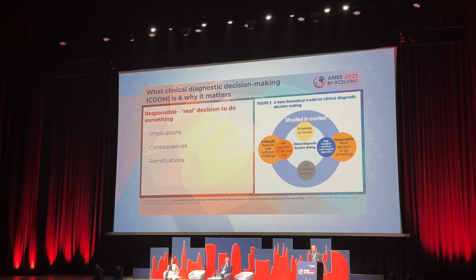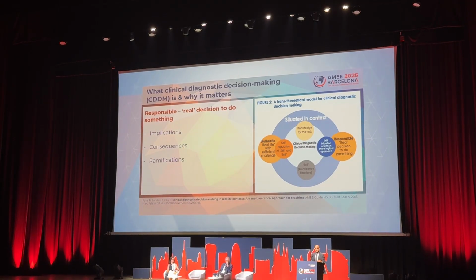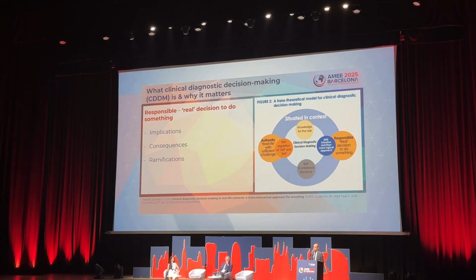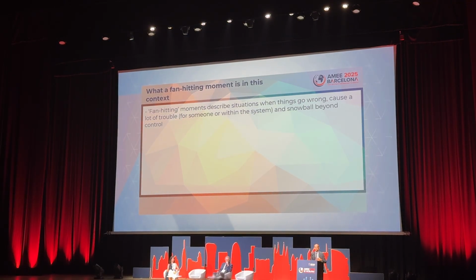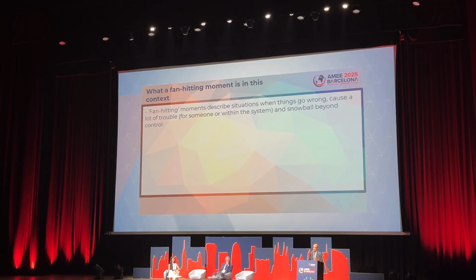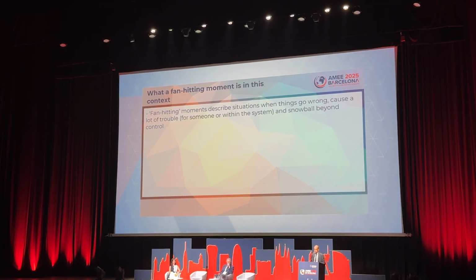Again, if AI is performing part of that task, that is now causing confusion, and it is a cause of concern for those of us in the profession. What happens when things go wrong? So fan-hitting moments describe situations, as I said, when things go wrong, but then they cause trouble for a person, be that the patient or the healthcare professional or the team within a system, and the real fan-hitting moment is when it snowballs out of control.